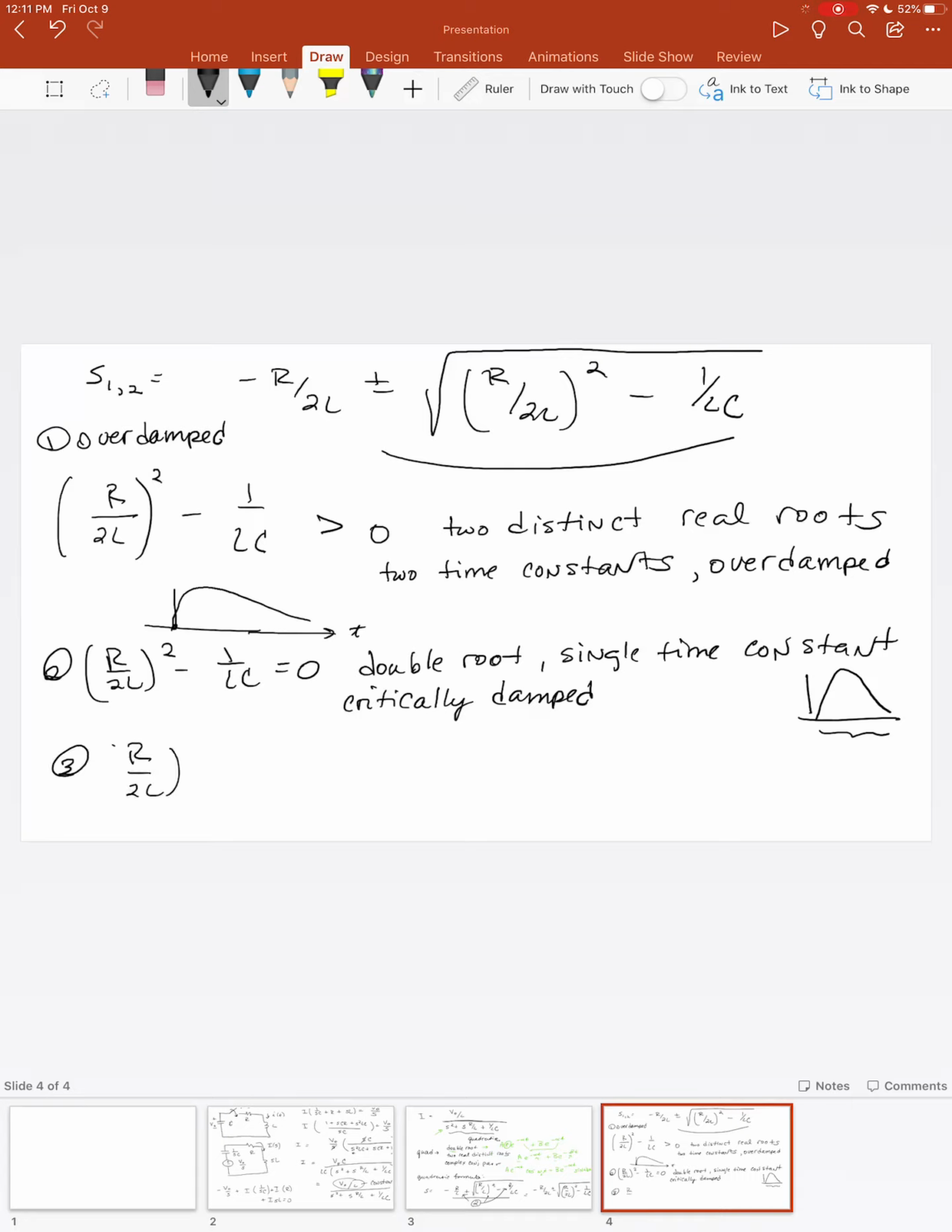Okay, finally, the third possibility is that (R over 2L) squared minus 1 over LC is less than 0, meaning there is an imaginary quantity, or a negative quantity under the square root sign. So that'll give us a complex conjugate pair of roots. And that's referred to as an underdamped circuit. And it is a decaying oscillation.